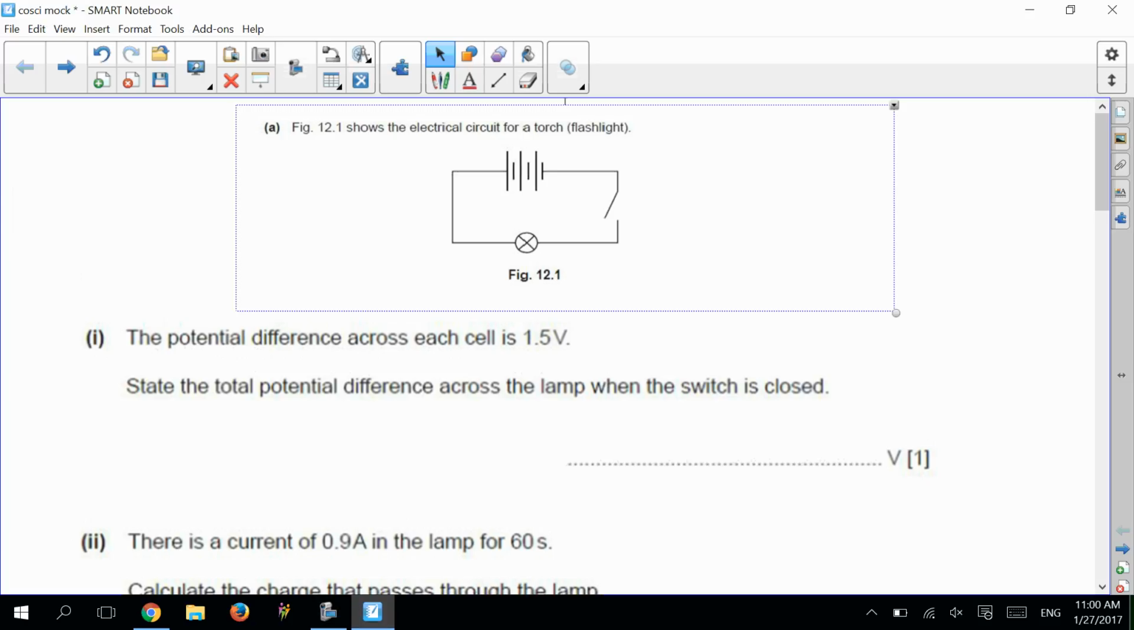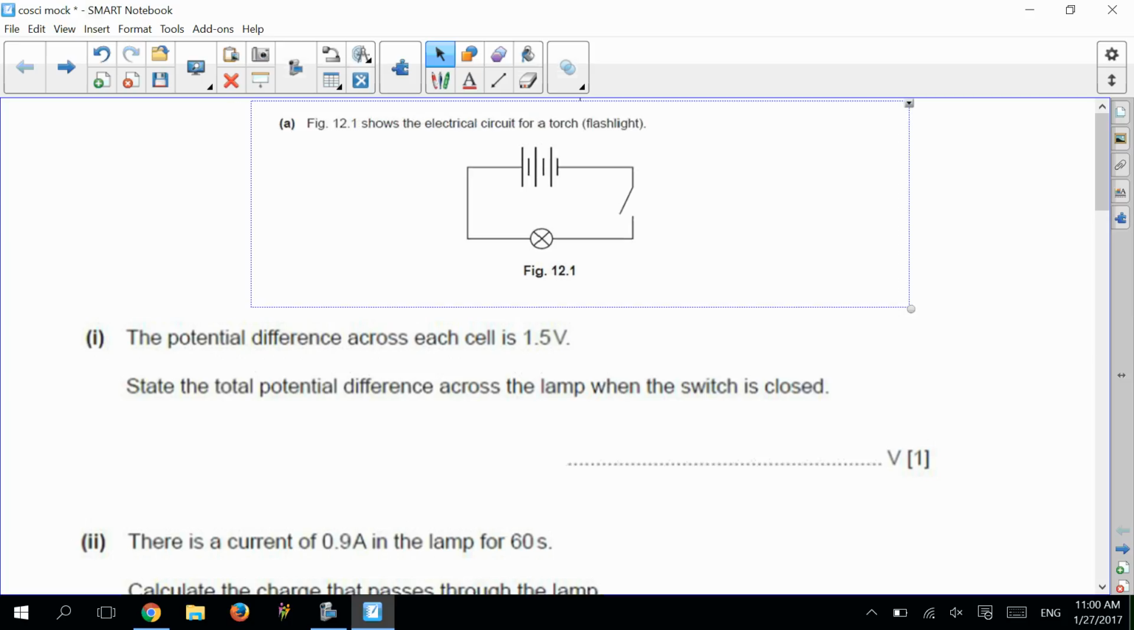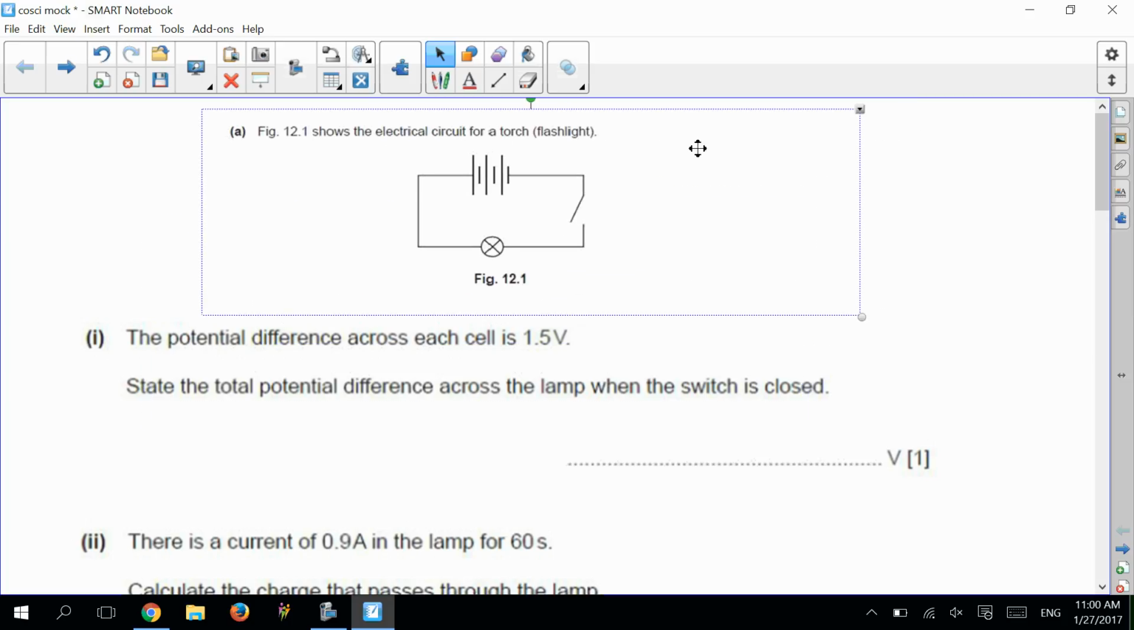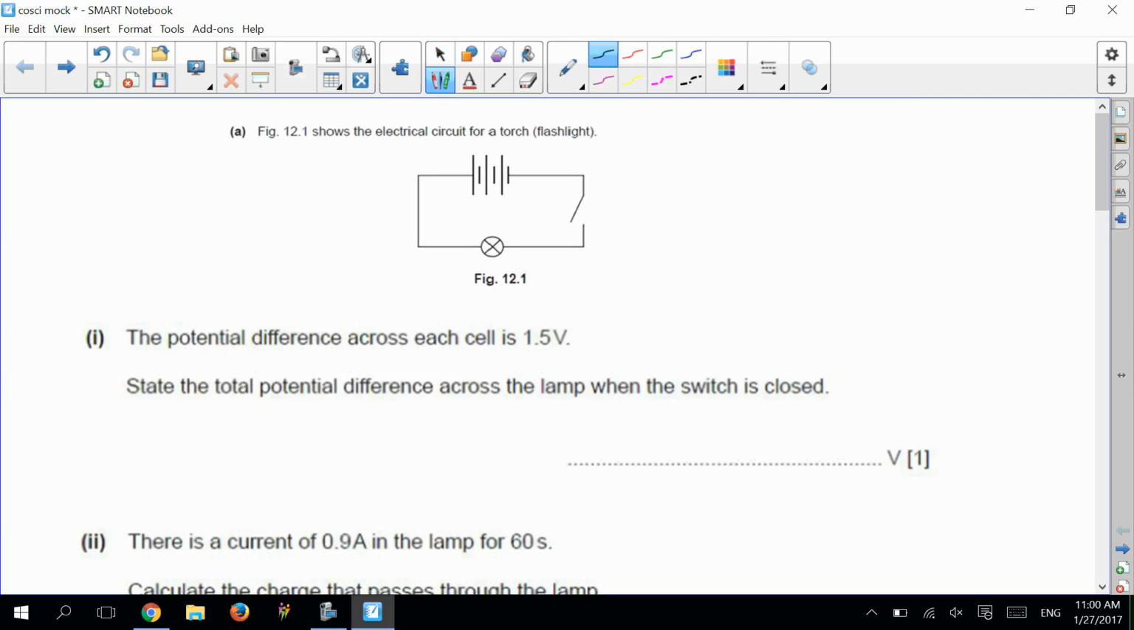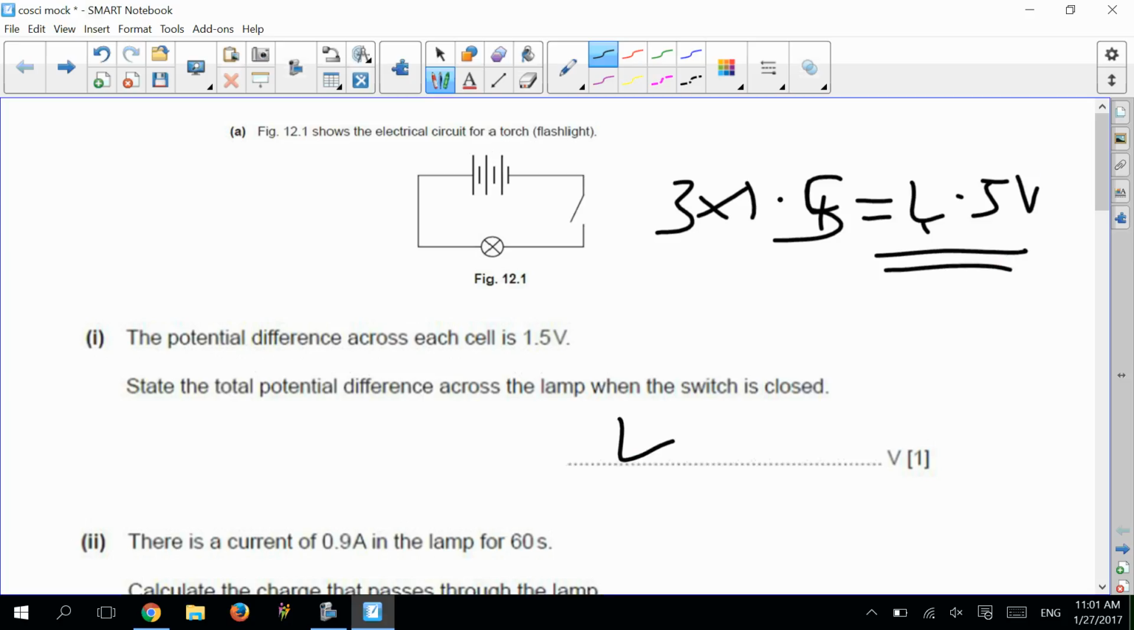Okay, so this is section B of the Cosci mock. We've got an electrical circuit for a torch flashlight. The potential difference across each cell is 1.5. We can see there we've got three cells, so 3 times 1.5 is 4.5 volts. State the potential difference across the lamp when the switch is closed. That will get the whole of that 4.5, so the answer is 4.5 volts.